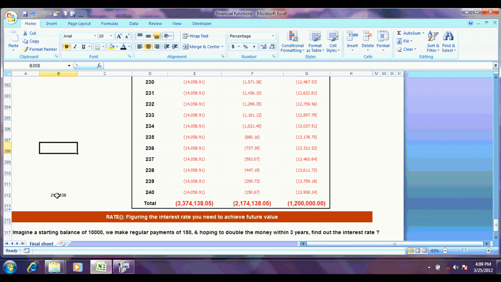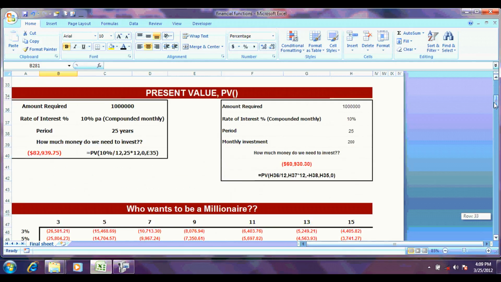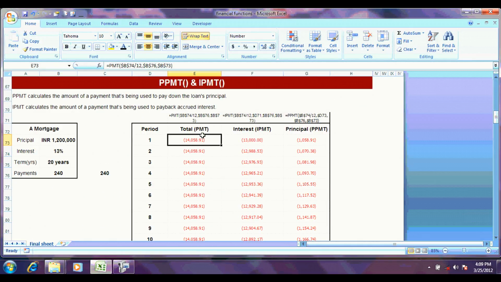So 21 lakhs, close to 21 lakhs I will be paying only in the interest. Okay, so this is how to calculate the EMI for a house loan. Now when we talk about EMI, it has two components. One is the interest component and the second one is the principal component.